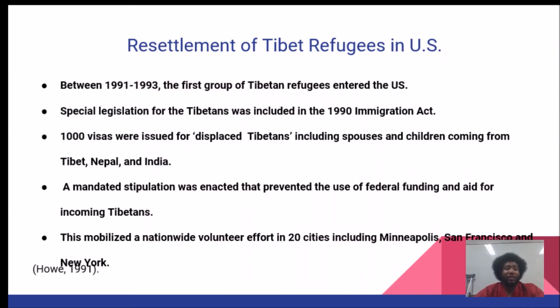Special legislation for the Tibetans was included in the 1990 Immigration Act. A mandated stipulation was enacted that prevented the use of federal funding and aid for the incoming Tibetans. Due to this stipulation, a nationwide volunteer effort was mobilized in 20 cities, including Minneapolis, San Francisco, and New York. These cities would be the sites where the Tibetans would take refuge during the resettlement.